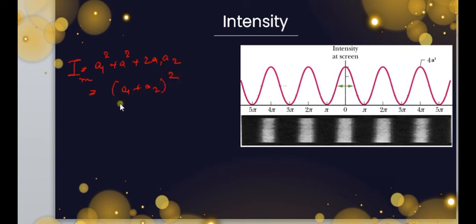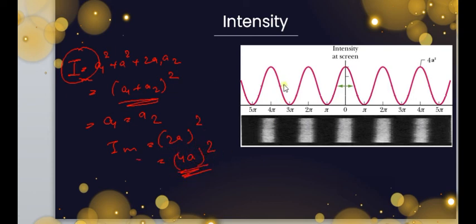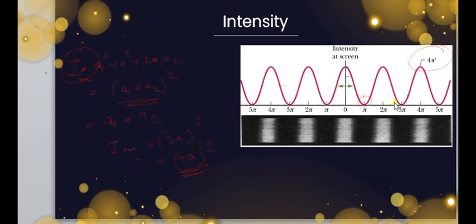So clearly the maximum intensity is independent of phase difference. If a1 and a2 are equal, I max can be written as (2a) square, or you can say 4a square. Wherever a maxima comes, its intensity will be 4a square, and at the minima it is 0. Any confusion in this? Okay.